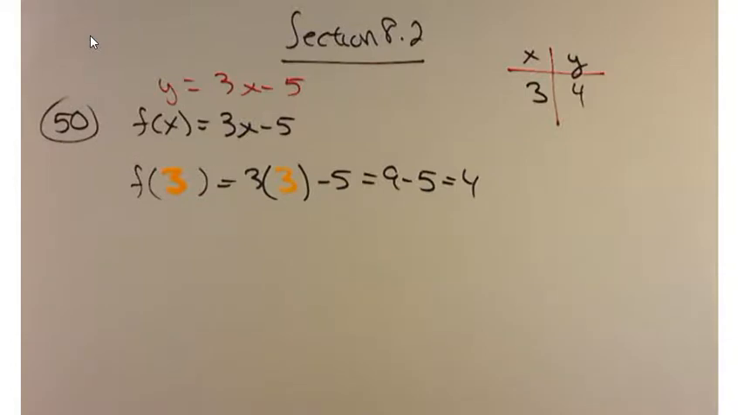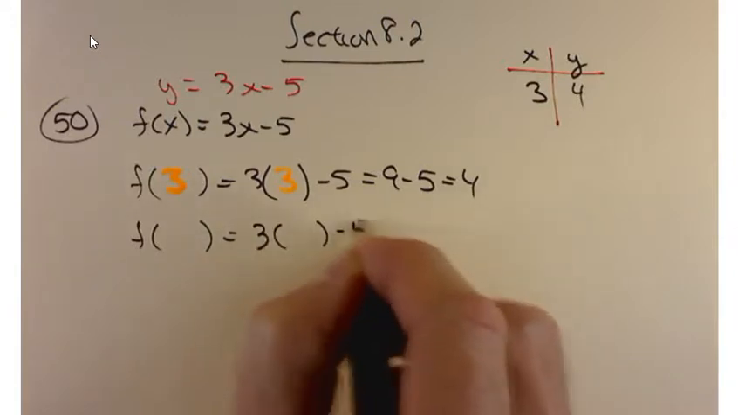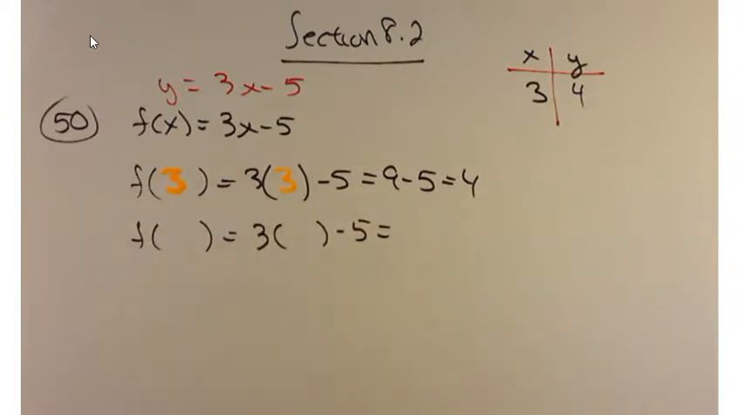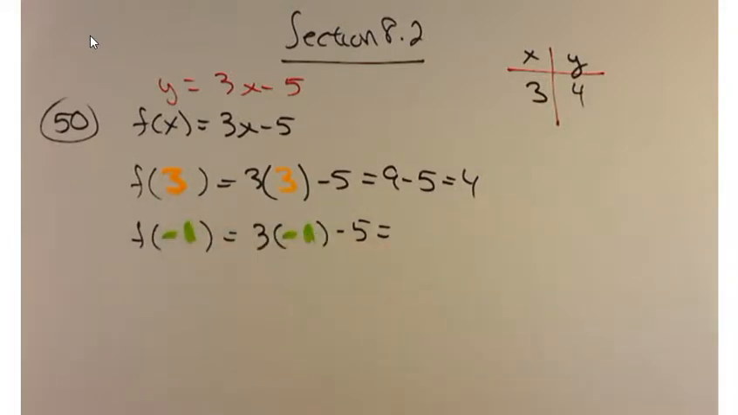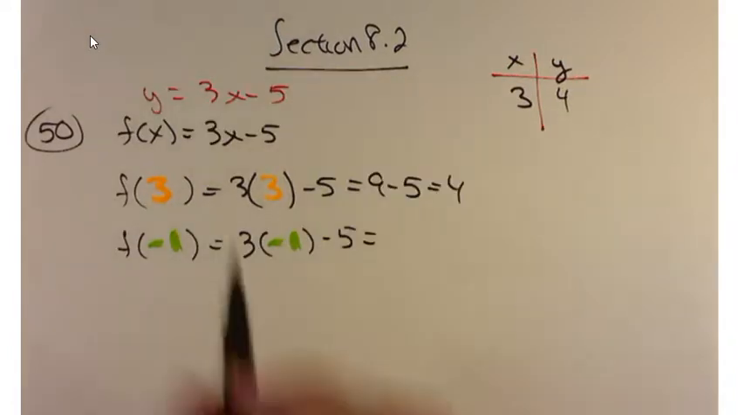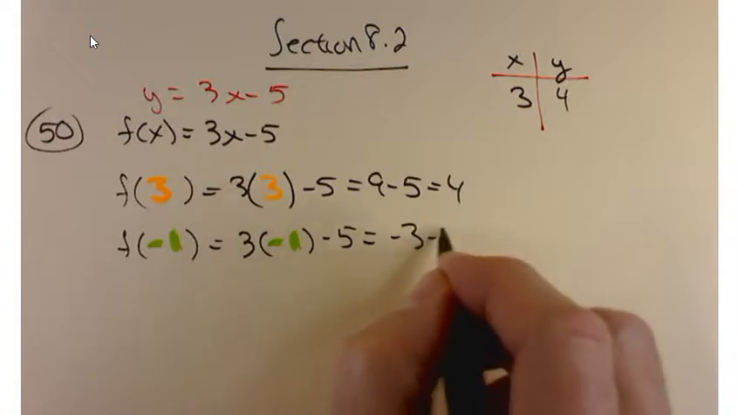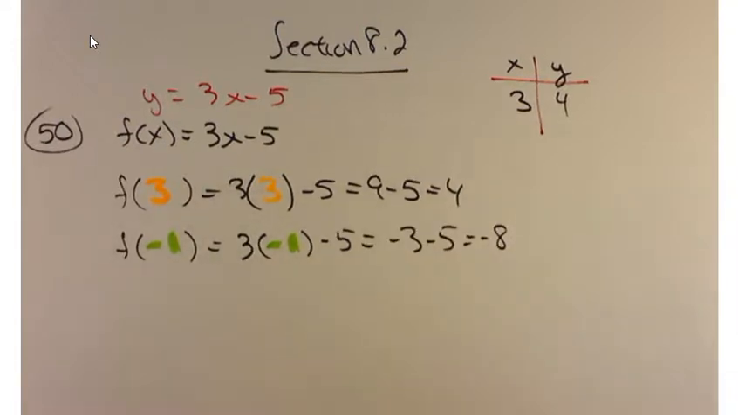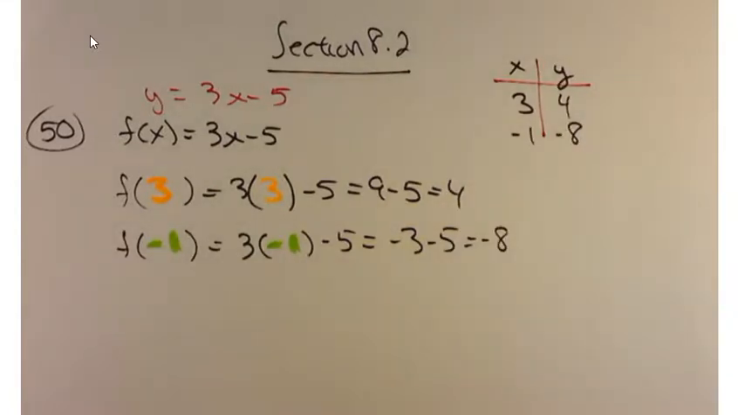Now the goal here, like I said, is to get used to the notation. So let's use the same function except a different value and take a look at f of negative 1. So f of negative 1, you're replacing this x by negative 1. So I'll do the same thing on the right-hand side of this expression. 3 times negative 1 is negative 3. Minus 5 is negative 8. So kind of extending that down, you'd have negative 1 and negative 8.